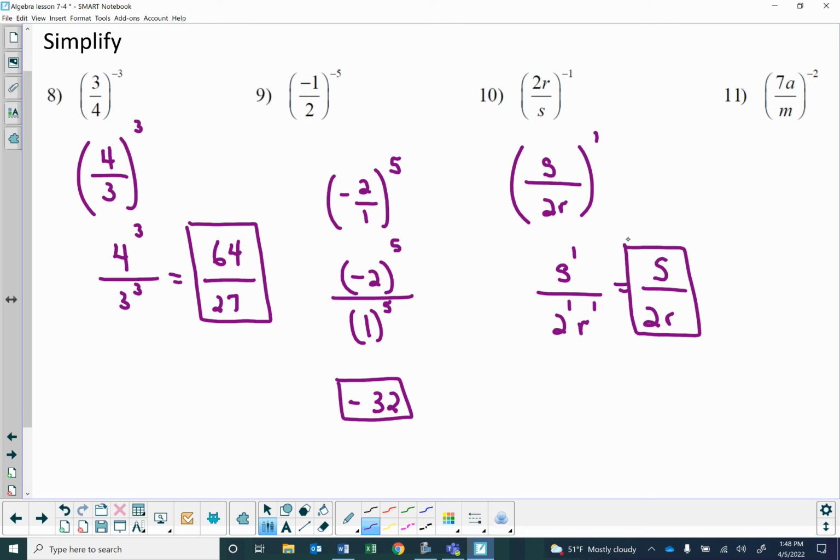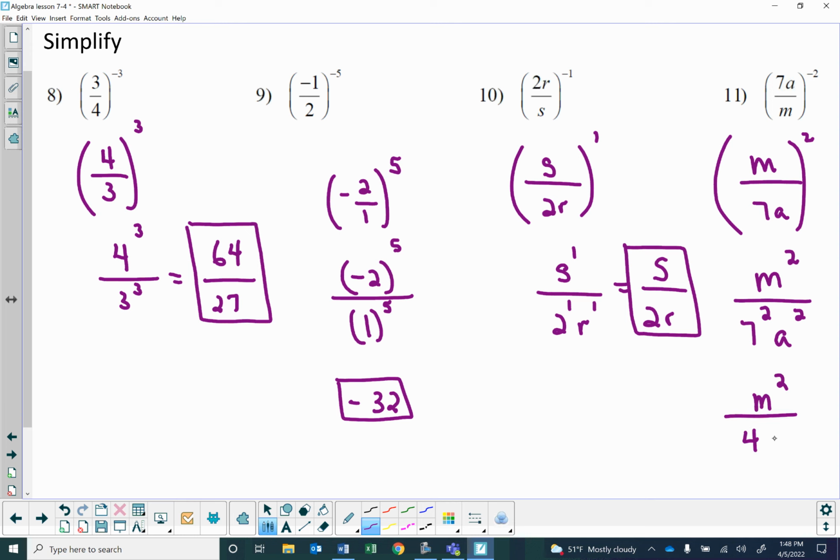And number 11, 7a divided by m to the negative second power becomes m over 7a all to the second power, which is m to the second over 7 to the second a to the second, because you have to distribute that too. So that becomes m to the second, 7 squared is 49a squared. So m to the second divided by 49a squared. So that's pretty much division. It's just using a lot of your multiplication skills and remembering some things like multiplying by reciprocals.